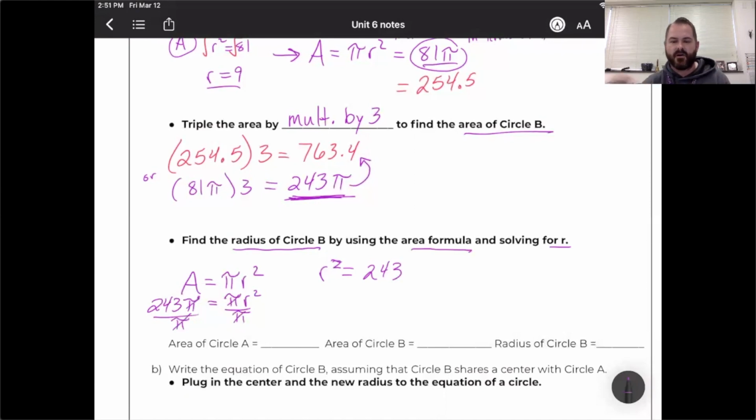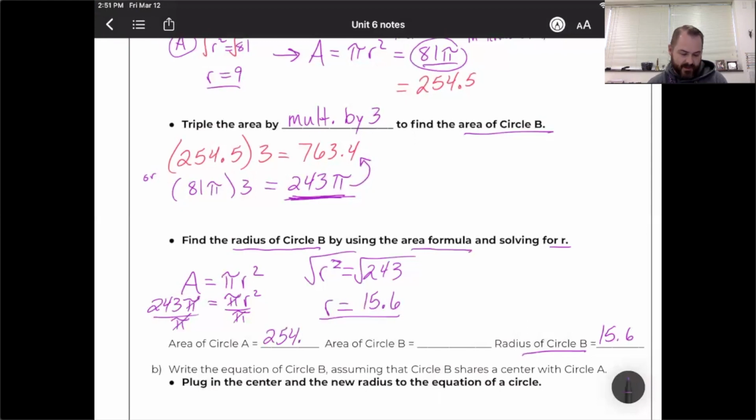Now we do want to go ahead and solve for r. They want the actual radius of circle B. So I'm going to take the square root of that, and I would get about 15.6. Okay, so that's my radius of circle B. I'll even fill in that blank, 15.6. So to recap what we found, the area of circle A at first was 254.5. The area of circle B when you multiply by 3 is 763.5 or 763.4, depending on how you round. And so that helps me find the radius of circle B.